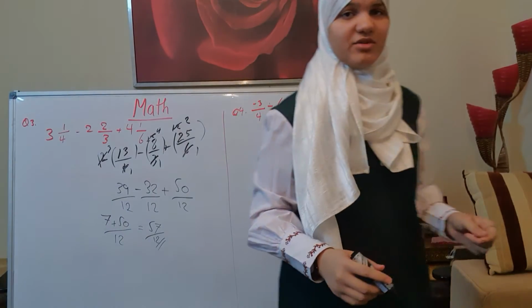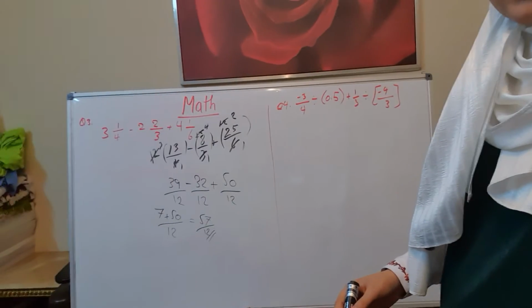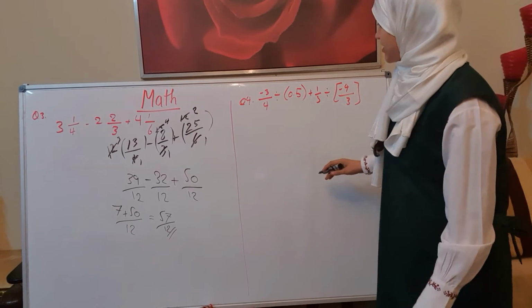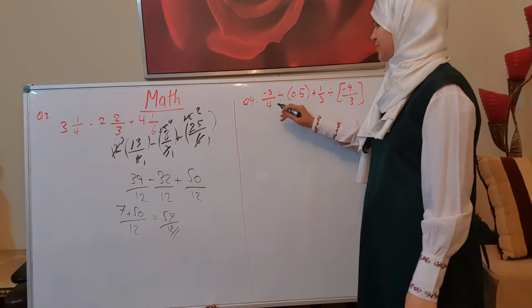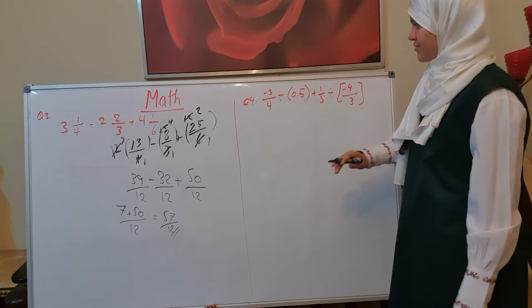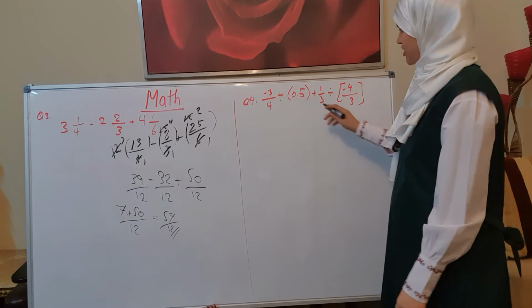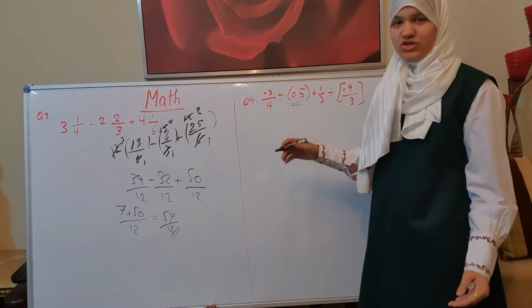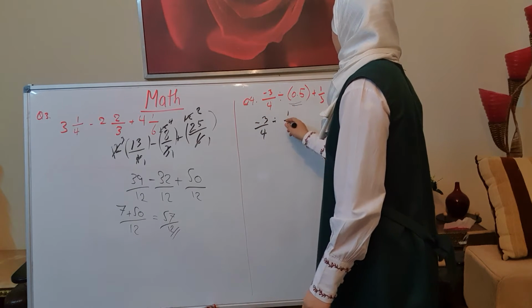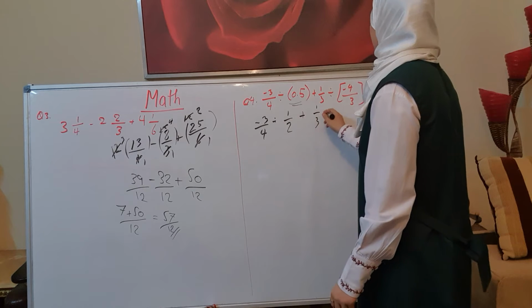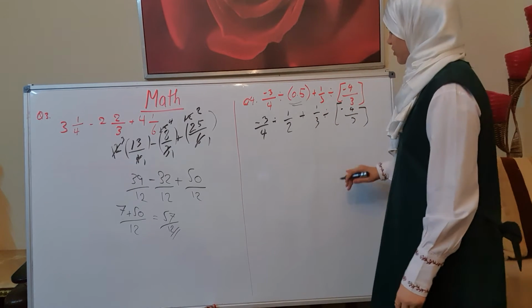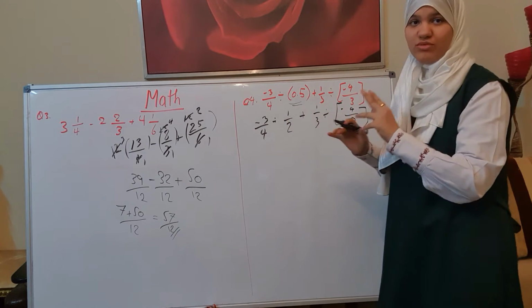Now the next question is negative 3 over 4 divided by 0.5 plus 1 over 3 divided by negative 4 over 3. Now we have all of the fractions except 0.5. So that means it will be negative 3 over 4 divided by 1 over 2 plus 1 over 3 divided by negative 4 over 3. Now, first thing, we apply BODMAS.